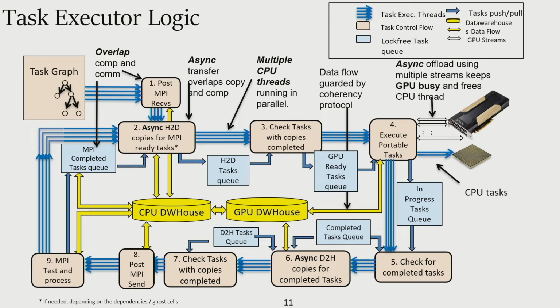Okay, so we have asynchronous things like host-to-device transfer. We have our GPU data warehouse and CPU data warehouse. We have an asynchronous device-to-host transfer for completed tasks. This is the logic that sits underneath the execution of tasks on CPUs and GPUs, and it really is quite a complicated structure that we developed over the last couple of years.